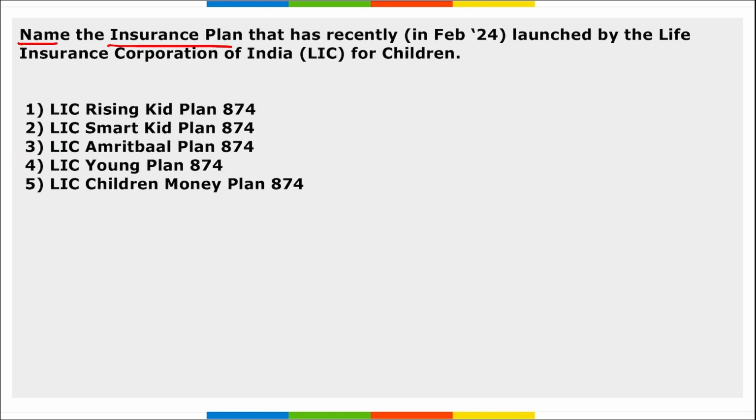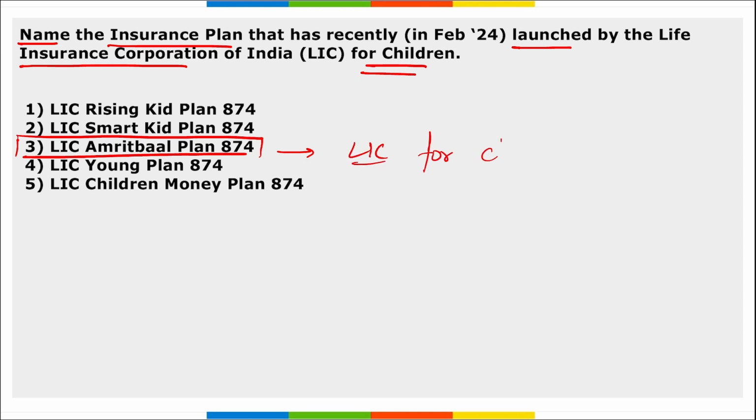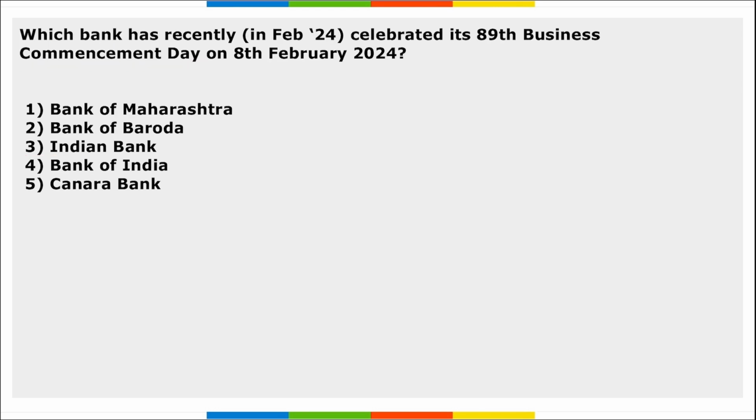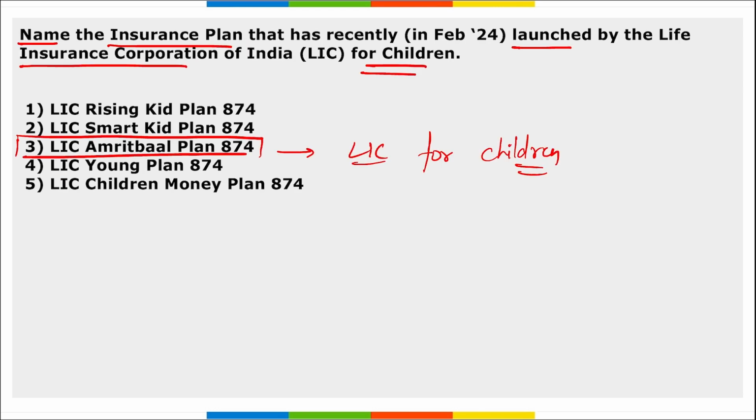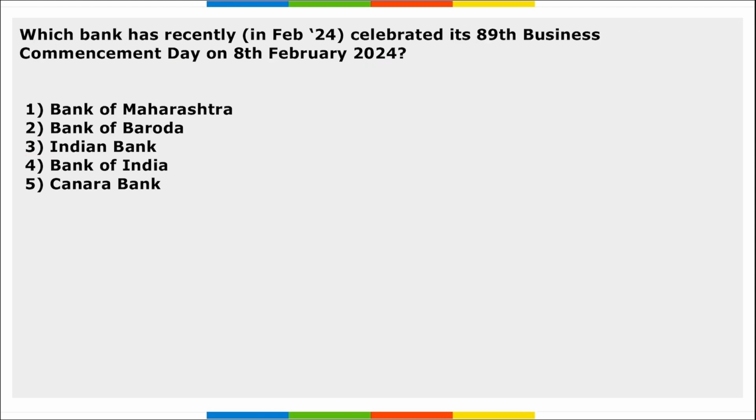Next, name the insurance plan that has recently been launched by LIC for children. So it is LIC Amrit Bal Plan 874. This is the name of the insurance plan launched by LIC, and it is for children. And this plan is basically designed to meet the higher education and other financial needs of the children.